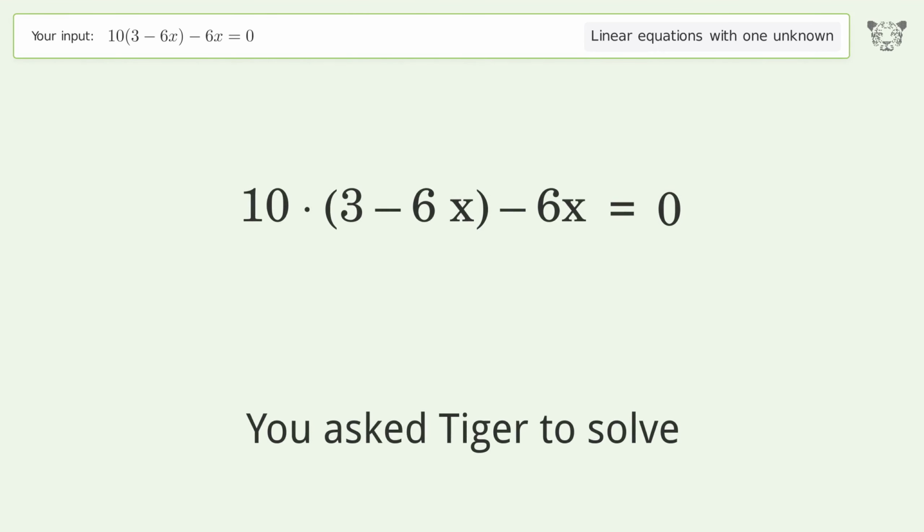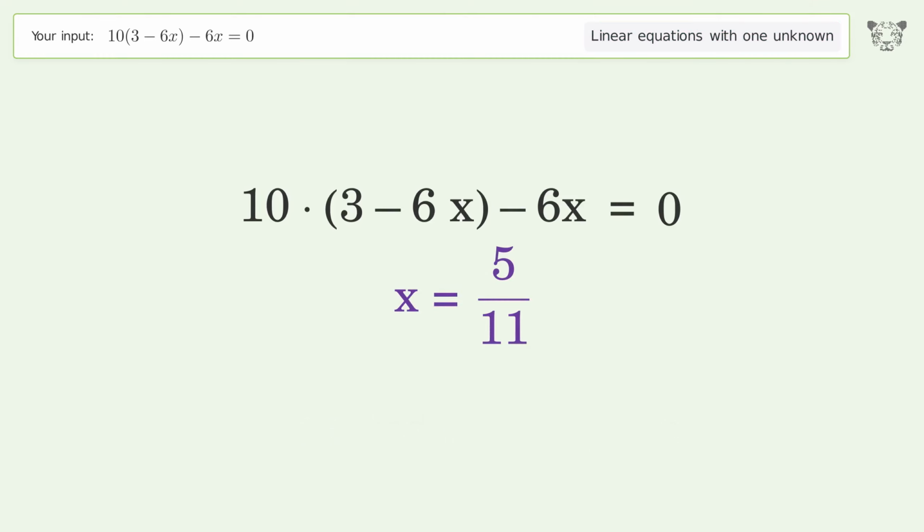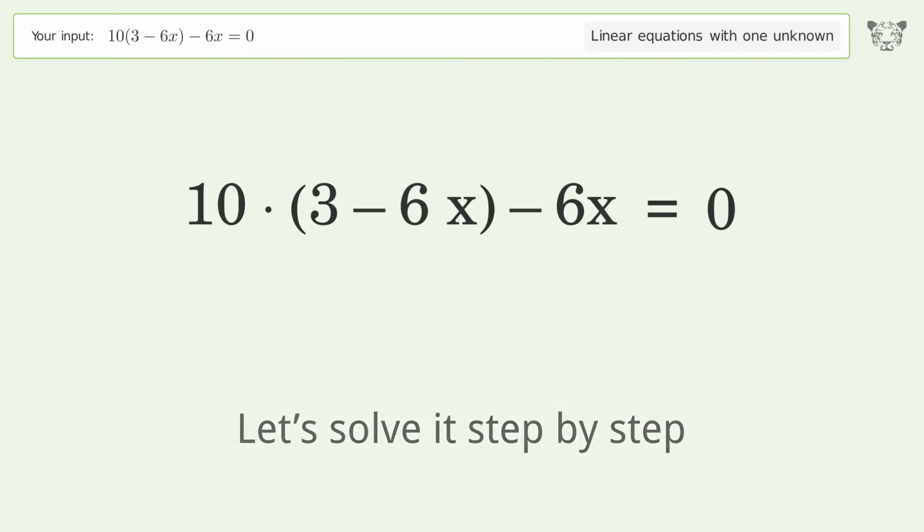You ask Tiger to solve. This deals with linear equations with one unknown. The final result is x equals 5/11. Let's solve it step by step.